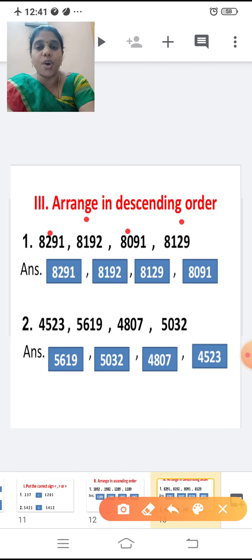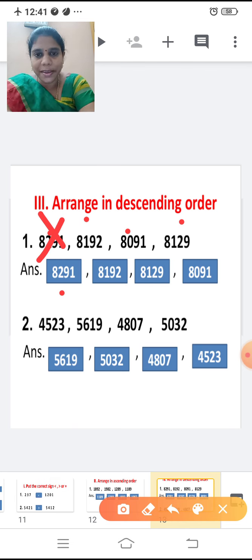Now tell me children, out of these four numbers, 8291, 8192, 8091 and 8129, which is the biggest number? See, first compare the thousands place. In all the numbers we have 8. So compare the hundreds place now. So just see which is bigger. 8291. Yes, 8291 is the biggest number.